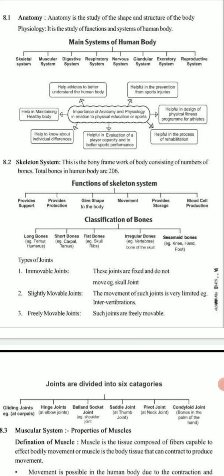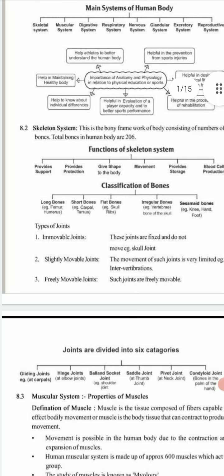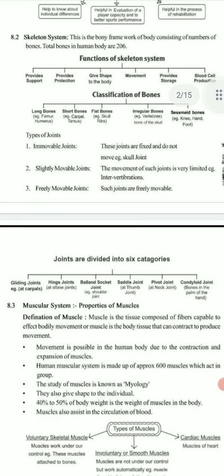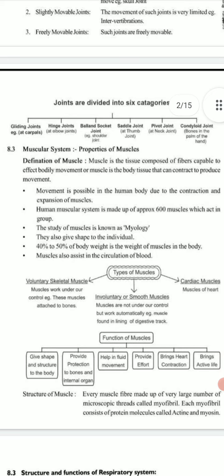Types of joints: immovable joints, slightly movable joints, and freely movable joints. And then next, joints are divided into 6 categories: gliding joints, hinge joint, ball and socket joint, saddle joint, pivot joint, and condyloid joint. Okay, so next day I will discuss muscular system and definition of muscles, types of muscles.